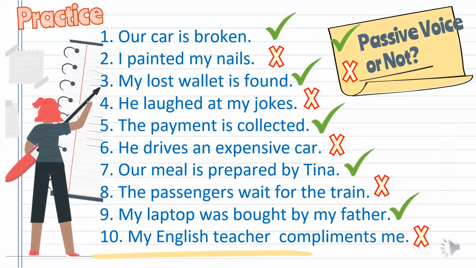Let's check your answers. Number 1, 3, 5, 7, 9. The voice of the verb is in passive voice because all the subjects are not doing the action but the actions are done to the subjects. Number 2, 4, 6, 8, and 10 are not in passive voice because all the subjects in these sentences are doing the actions.